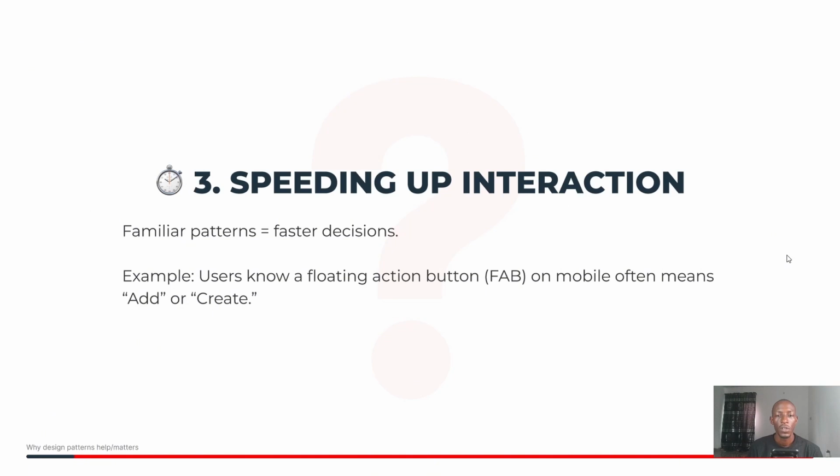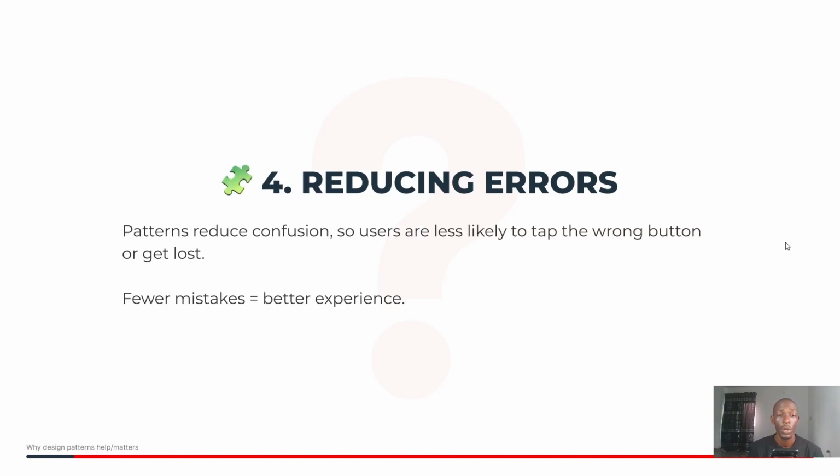Example, users know a floating action button, FAB, on mobile often means add or create. So for the cases where that FAB is add or create, users will be familiar with it. I also gave an example with the input field. And then the next importance of design patterns is that it reduces errors. Patterns reduce confusion. So users are less likely to tap the wrong button or get lost.